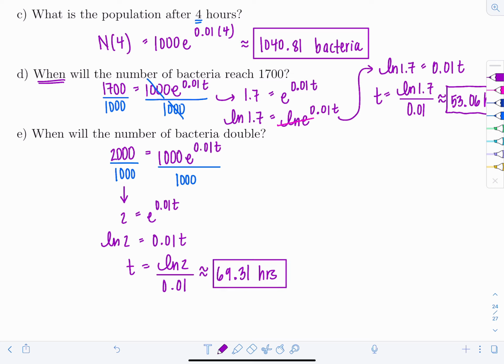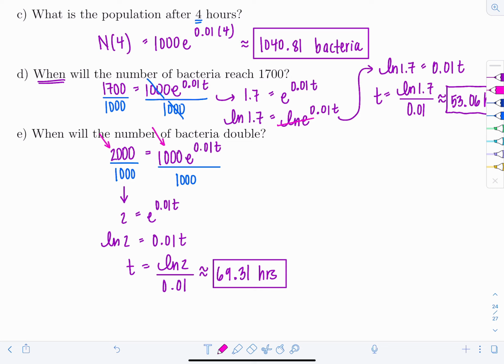Okay, now let me ask you guys this. Was it important at all that we started with 1,000 bacteria when we found the doubling time? Like if we had started with 50 instead, then this would have been 100, right? Whatever the initial is, the doubling time is twice that.